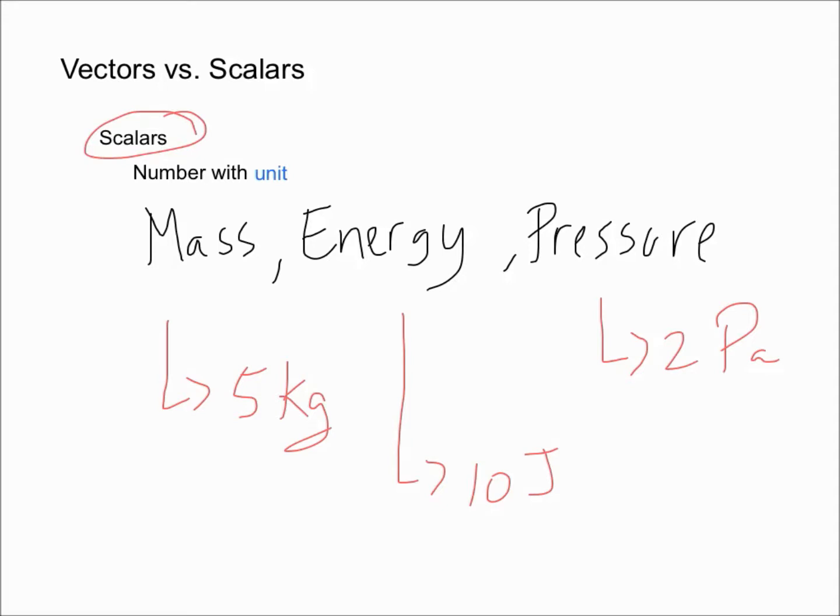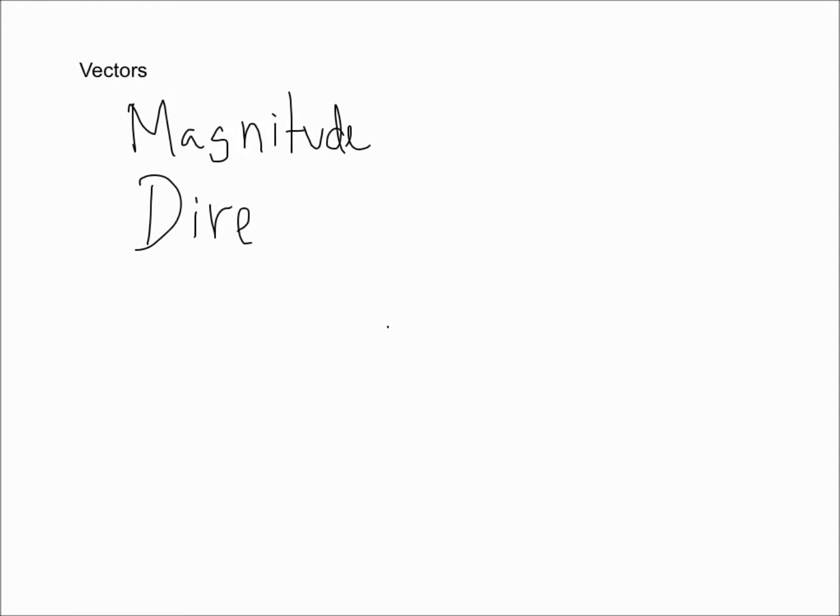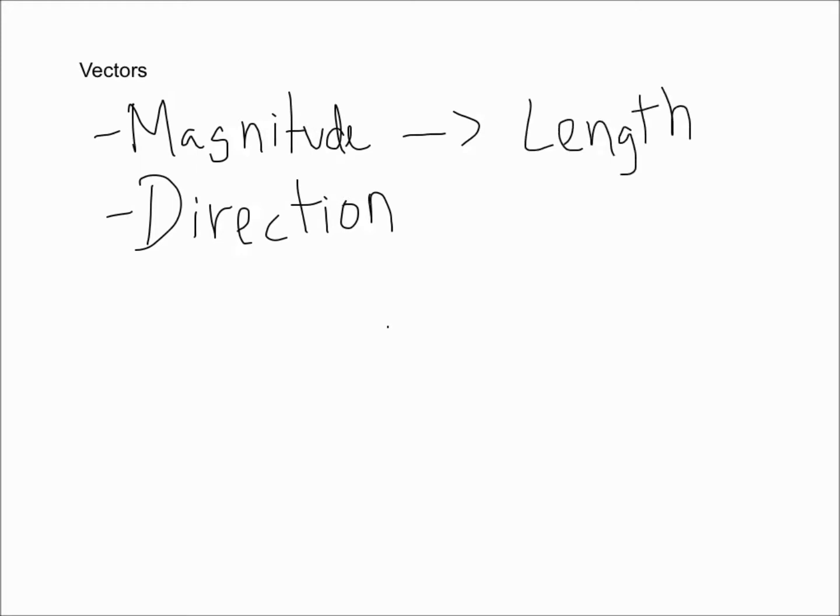Now, vectors. Vectors are composed of two elements, a magnitude and a direction. If they fail to have any of these, they're not considered vectors. The magnitude is simply the length of the vector, and the direction is basically where it's pointing.